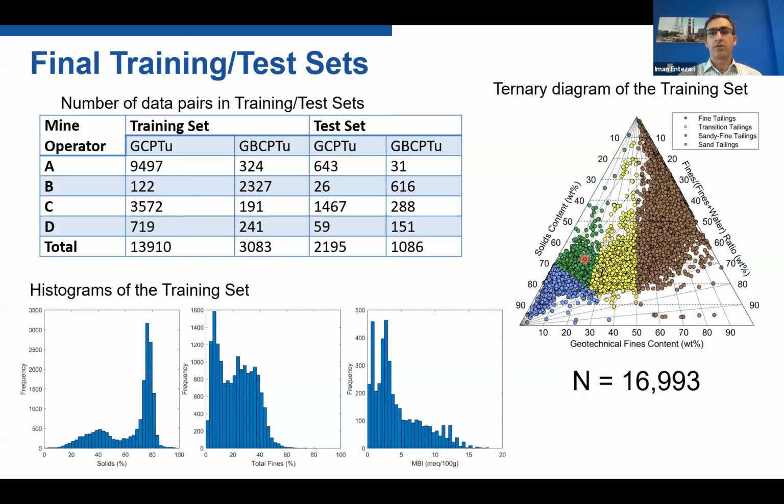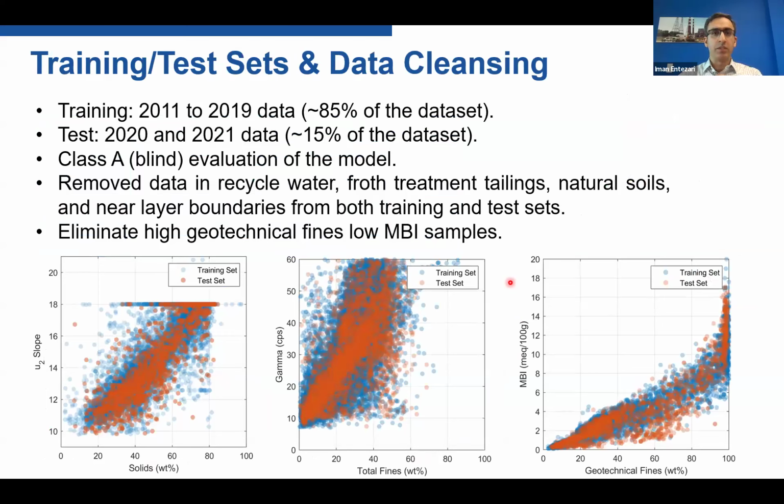You see the characteristics of the data set in terms of solids content, geotechnical fines, and fines over fines plus water. This is a ternary diagram that has been proposed by COSIA, and it shows the classification of the points based on the system that they have proposed. And these are the histograms of the training set for solids content, total fines, and MBI. These are the 3 parameters that we try to predict with gamma CPT and machine learning.